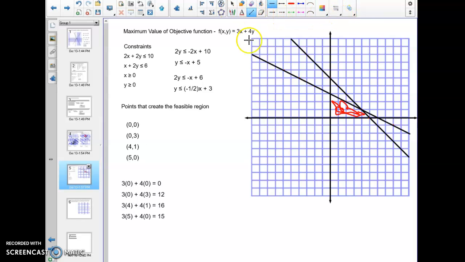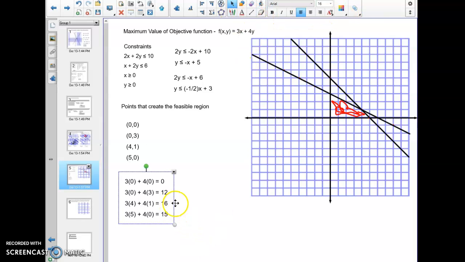So the correct answer here is going to be 16. A little check there, and that means 4, 1 would maximize your objective function.